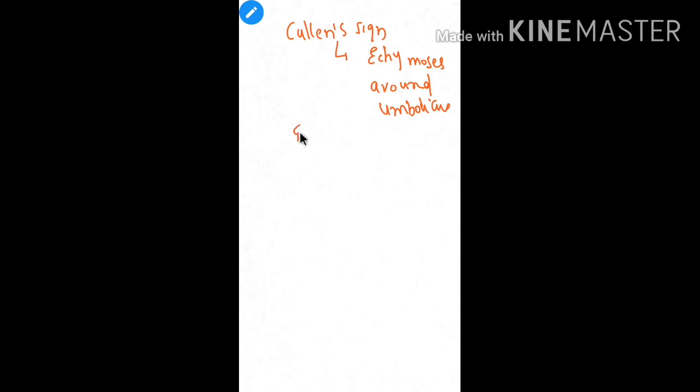There is Grey-Turner's sign. This is ecchymosis around flanks.